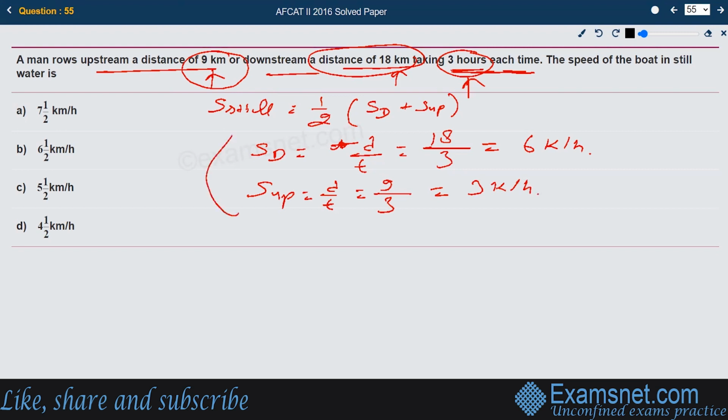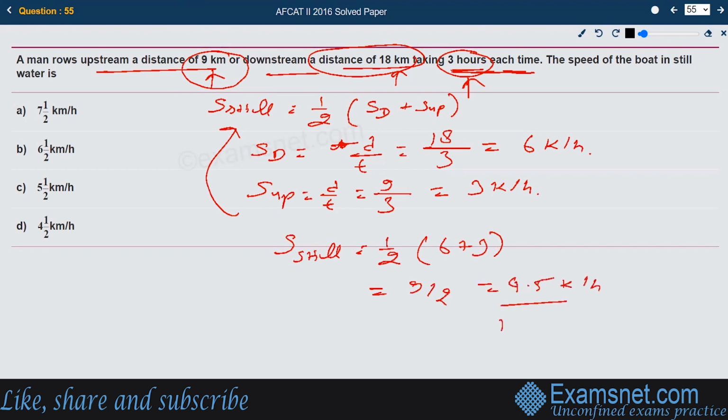Now we'll use the formula for S still. S still is going to be simply, the formula says, half of the addition of both. So half of 6 plus 3, that is 9/2, which is nothing but 4.5 kilometers per hour, and which is reflected in option number D. So that is the right answer.